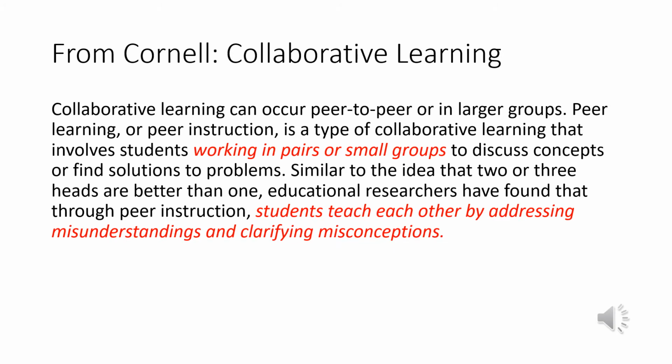And collaborative learning, right? This is peer-to-peer, maybe a little bit larger groups. What you do involves working in pairs and small groups to discuss concepts or find solutions to the problems, right? It's not one guy on his own. It's a bunch of people together. Two or three heads are always better than one is the idea here. And it's found that through peer instruction, students teach each other by addressing misunderstandings and clarifying misconceptions. So what does that mean? Well, if you're going to teach the subject, if you talk about it and try to tell it to somebody else, you're learning it better yourself, getting more depth.